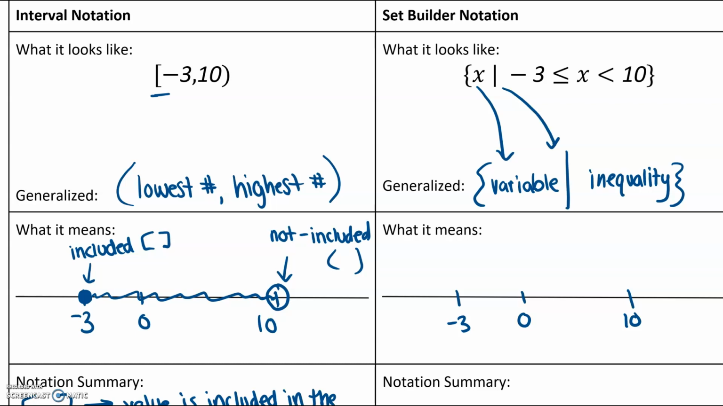Okay, that variable could be anything. If we're talking about domain, it'll be an x. If we're talking about a range, it'll be y, but that's a preview of the next video. Okay, so that's the general way to write set builder notation. It still means the same thing.